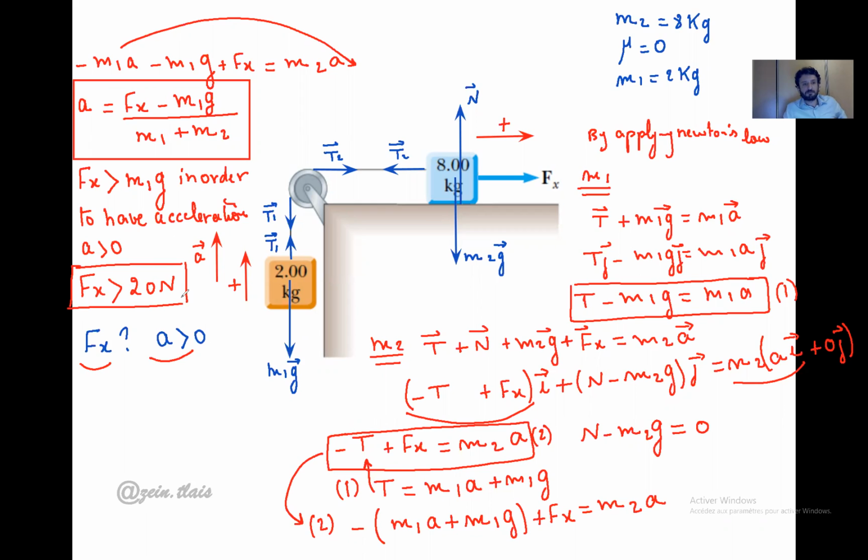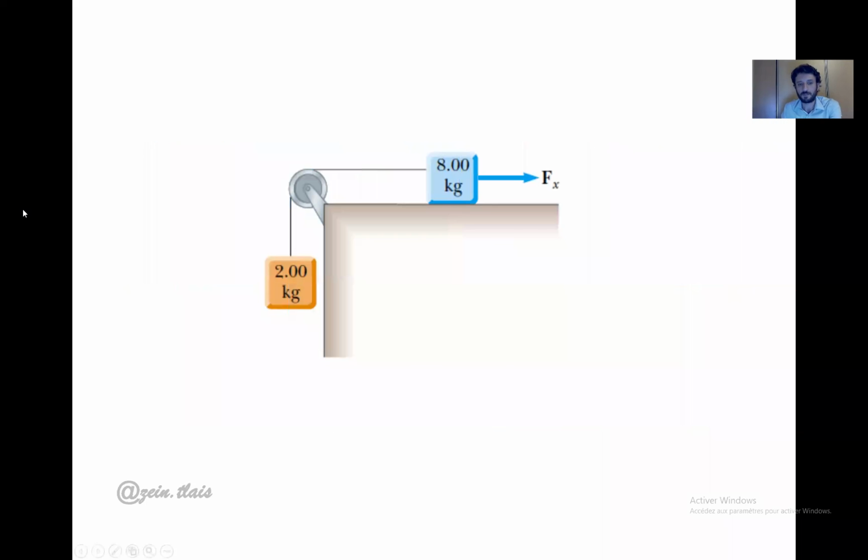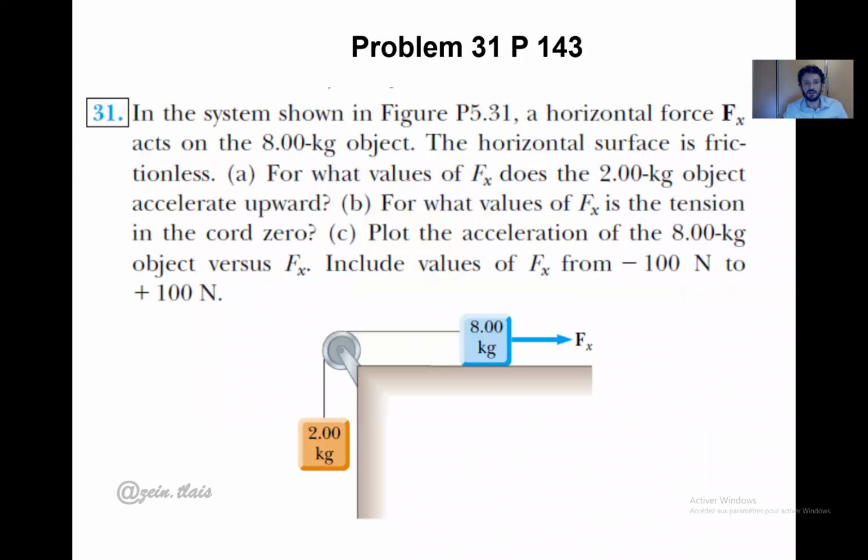This is part A. Now I want to solve part B. Here I ask you for what values of fx I need to calculate the values of fx in order to have a zero tension in the cord. So T equal to 0. Okay? I come back.